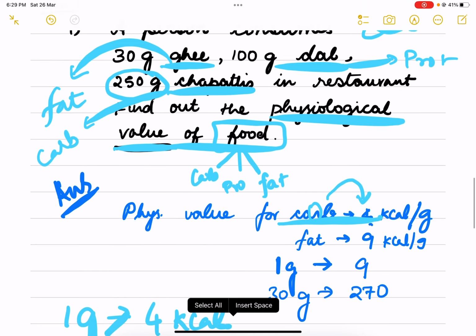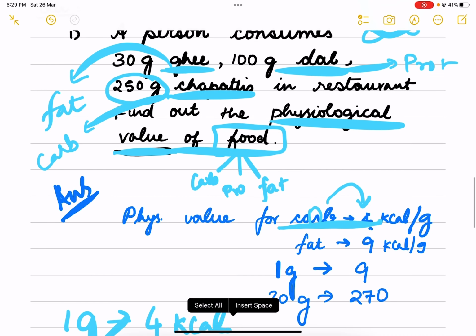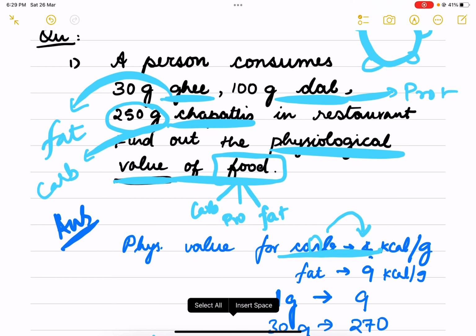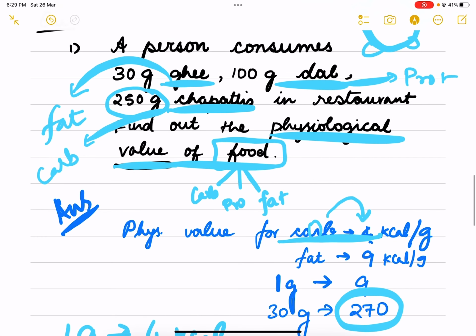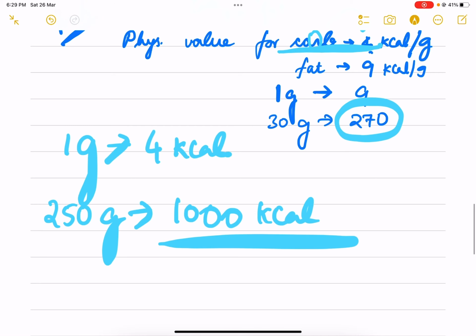In a similar fashion, you can calculate for fat as well. For fat, it is 9 kilocalories. So 9 into 30 is equal to 270. And for dal, it is 100 grams. What is the physiological value? It is 4 again because it is a protein. So it would be 400.